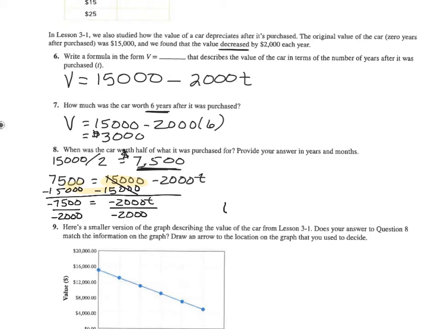So our T is going to be 3.75. Now we know that the 3 stands for years, 3 years, but we need to figure out how many months 0.75 would represent. So we're looking for 75 hundredths of a year. There are 12 months in a year, okay? So when we multiply 75 hundredths times 12, we get 9. So it's 3 years and 9 months.